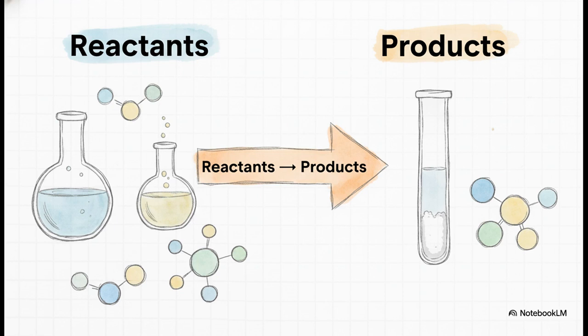Think of a chemical equation just like a recipe. On the left side, you've got your ingredients. We call those the reactants. And on the right side, you've got the final dish you made. Those are the products. That little arrow in the middle, it just means turns into or yields.